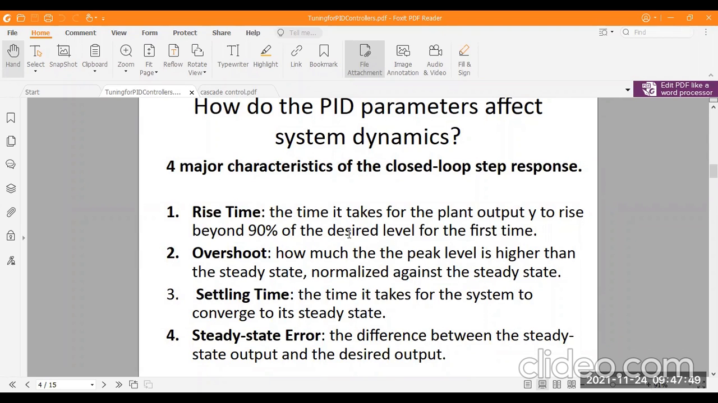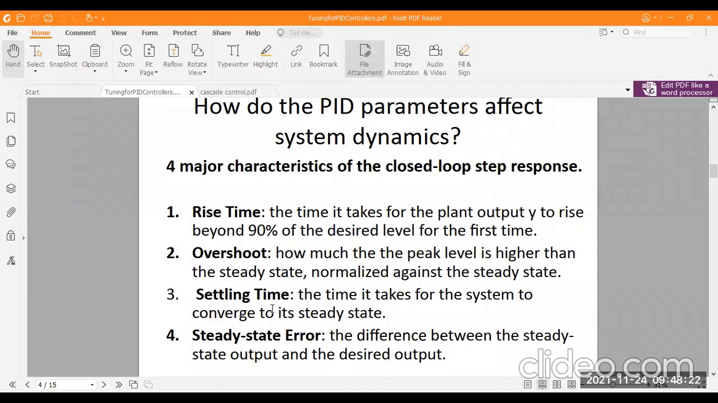When you look at the PID controller graph, with the x-axis and y-axis, there are lots of curves, an S pattern like a sinusoidal wave. So the rise time is the time the plant output Y takes to rise beyond 90% of the desired level for the first time. This rise time is very important in process control industries.